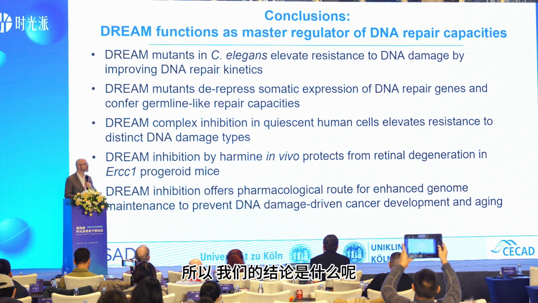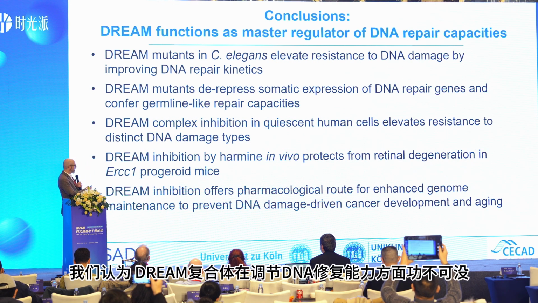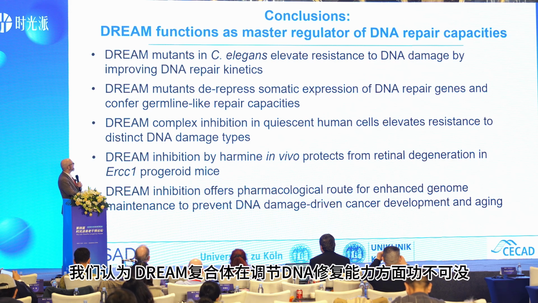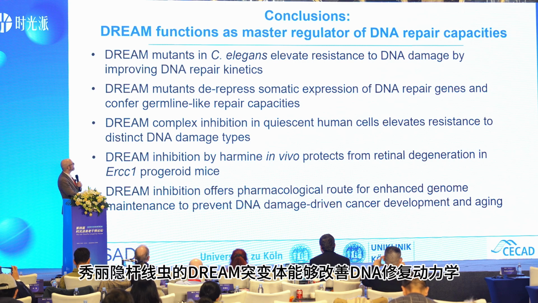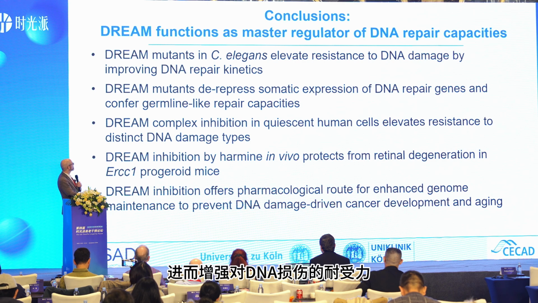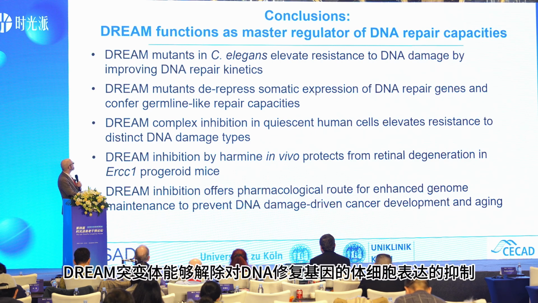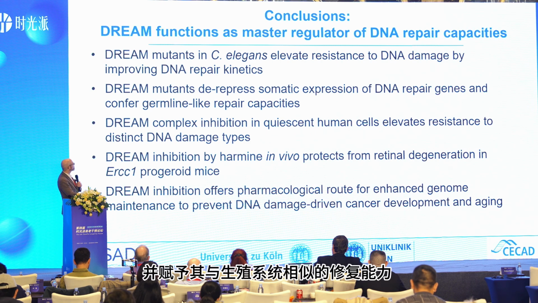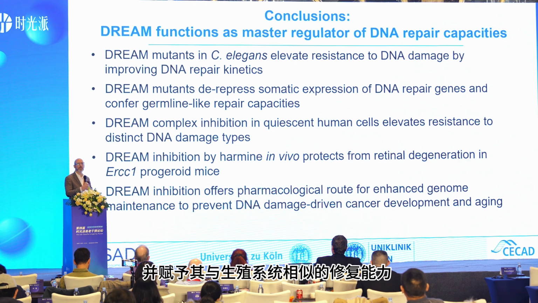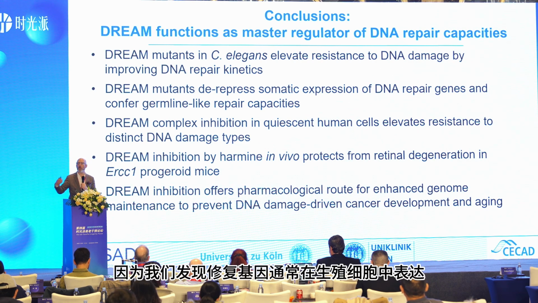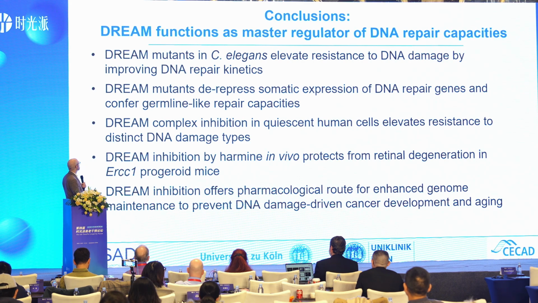So what did I show you here? I showed you that the DREAM complex functions as master regulator of repair capacities. The DREAM mutants in C. elegans elevate resistance to DNA damage by improving repair kinetics. The DREAM mutants de-repress the somatic expression of repair genes and confer germline-like repair capacities, because we find that these repair genes are normally mostly expressed in the germline.